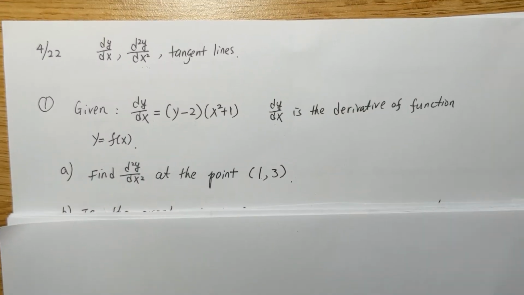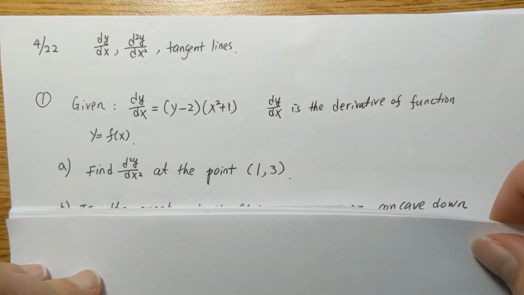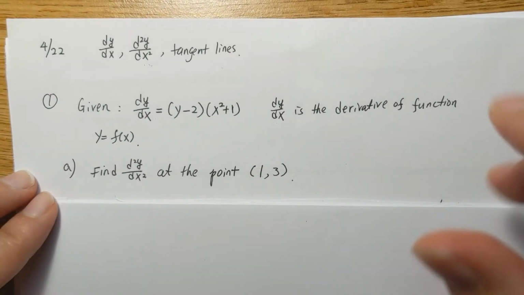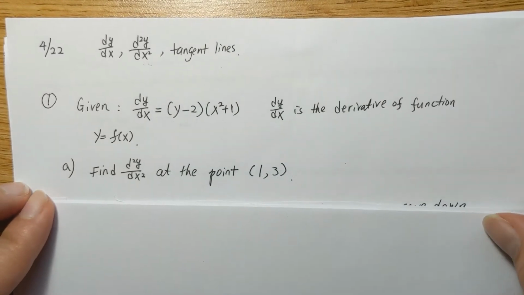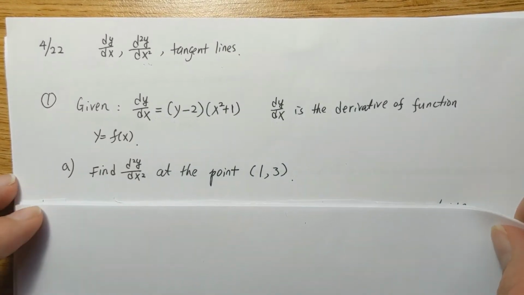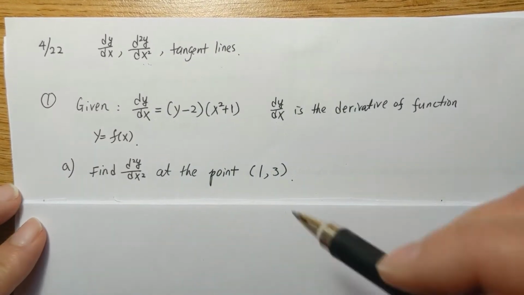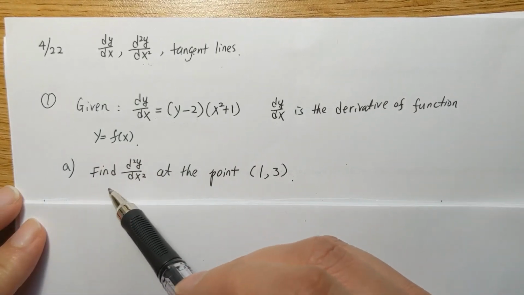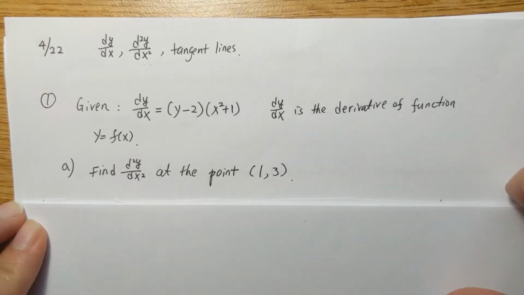Hi, good morning everyone. Today we are going to continue with implicit differentiation. We are going to focus more on the second derivative and the tangent line. So let's take a look at question number 1. We're given dy/dx, the derivative of the function y equals f of x. Part A, find the second derivative at the point (1, 3).